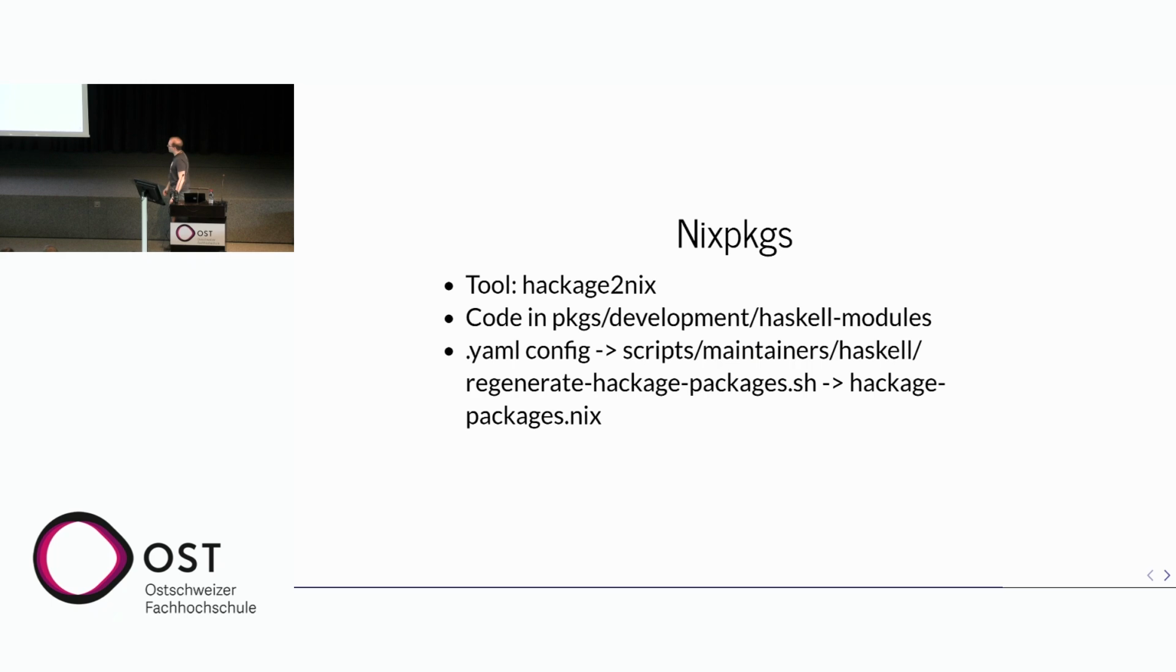So how does this work? There are multiple YAML config files somewhere in the Haskell modules tree, and then we run a script which lives in Nixpkgs under scripts maintainers Haskell regenerate-hackage-packages.sh. And that will call Hackage.nix with a pinned version that we pin in Nixpkgs, and it will update the Hackage-packages.nix file, which lives in that Haskell modules folder. And this is, if you want to contribute anything, what you need to know. And then we have tons of overrides, fixes, and stuff in different configuration files there.